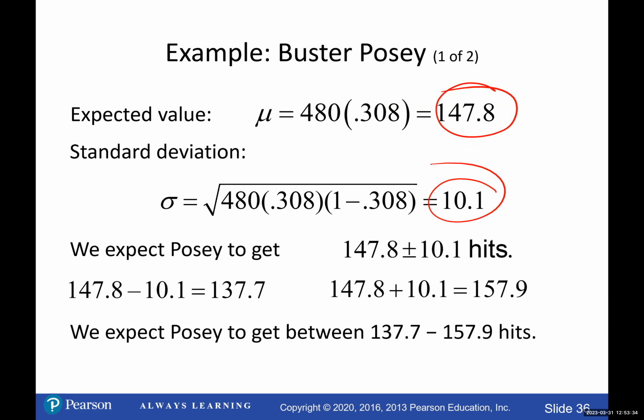So we want an expected range by adding and subtracting one standard deviation. That makes sense with 68% if you're using the empirical rule, right? So it's going to be between 137.7 and 157.9.